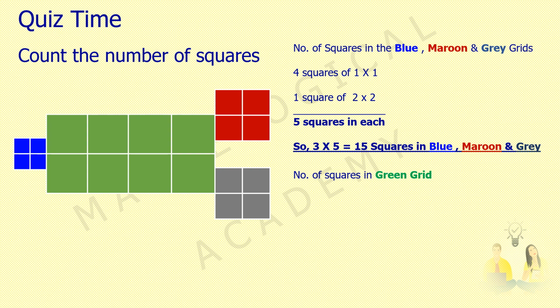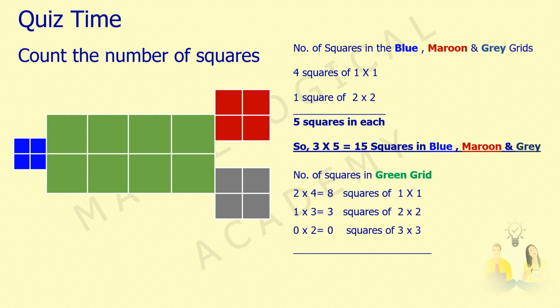Now, the number of squares in the green grid. The formula for square grids and rectangular grids are entirely different. We have 2 into 4, number of rows into number of columns. That is equal to 8 squares of 1 by 1. And 1 into 3, which is 3 squares of 2 by 2. We cannot have a 3 by 3 square here. And the total is 11 green squares. Hence, we have a total of 15 plus 11, 26 squares in this figure.